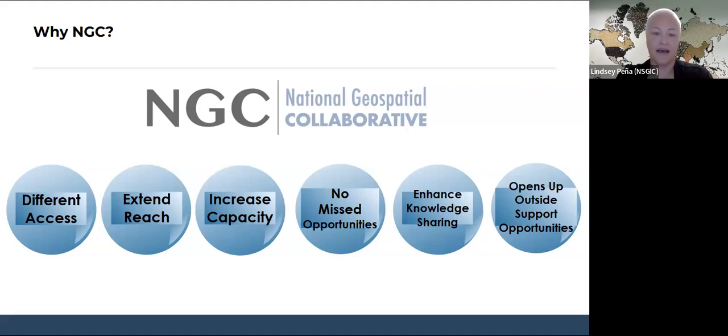As we're going up and down, we're always thinking about the states' best interest. We have the opportunity to increase capacity, meaning that with each of the different types of entities, there are different areas. With C3 organizations, there are a lot of different opportunities for volunteering and processes to bring in an extra set of helping hands, which could help increase capacity in certain areas. And so that's one of the benefits. Probably one of the biggest benefits is no missed opportunities.